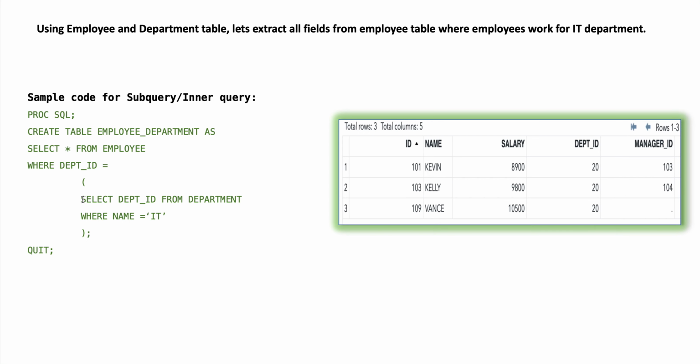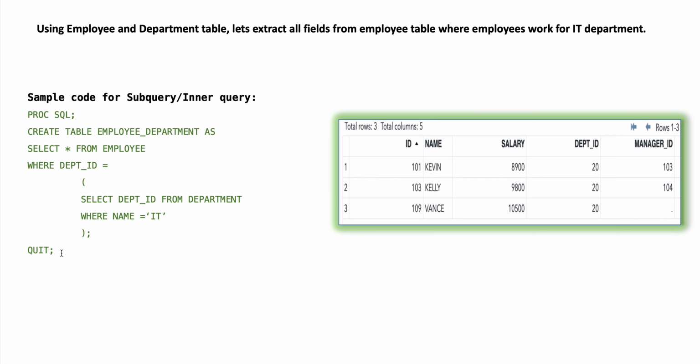This part of the code, select department ID from department where name equals to IT, is called a subquery, or also an inner query or nested query, because this query is used inside the outer query. It is also used to get a result from a different table, the department table, where this result is used for the outer query. That's why this query is called an inner query or subquery.